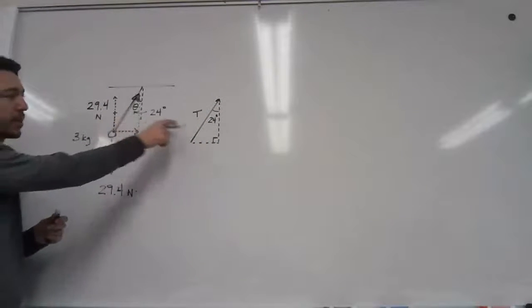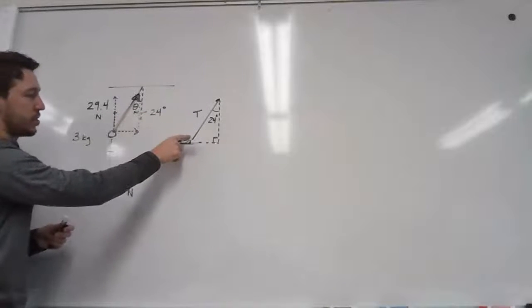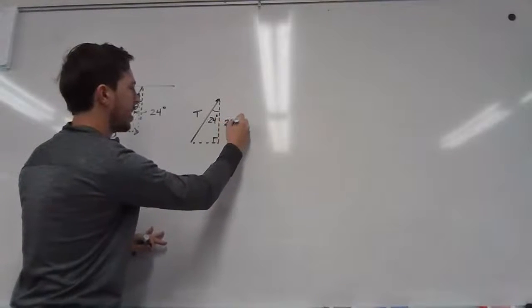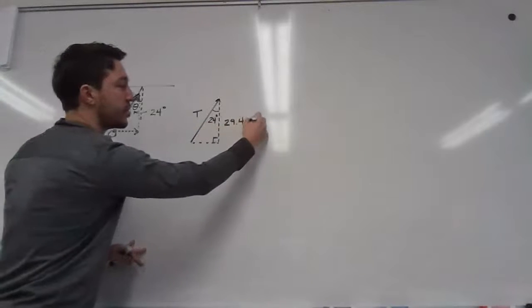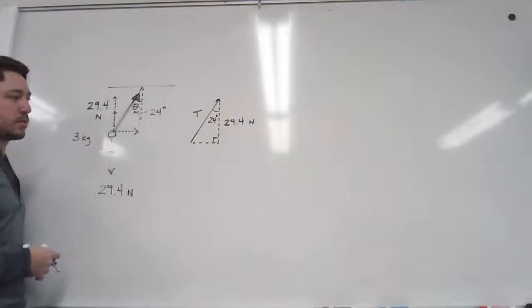So I'm redrawing this triangle over here. This is 24 degrees. This is the tension. Did I say that wrong? I'm going to say this is 24 degrees. This is 29.4 newtons.